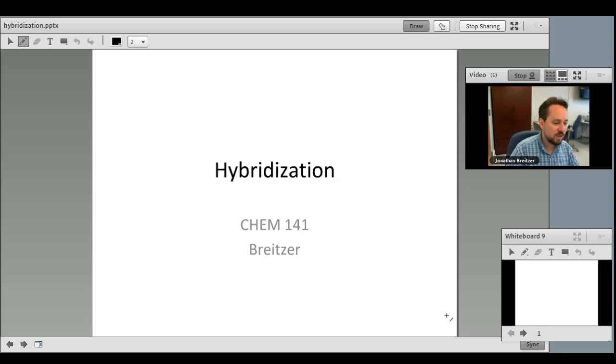Welcome to a session on how to do hybridization and electron configurations of elements on the periodic table. Before I talk about hybridization, I want to review just how to do electron configurations of the elements, because I have a nice little PowerPoint that shows how to do the 1s2, 2s2, 2p business.